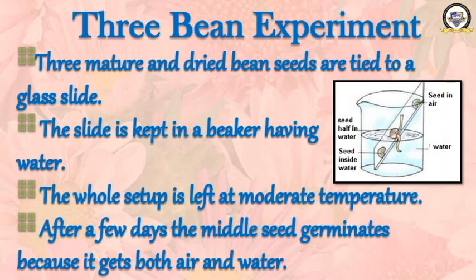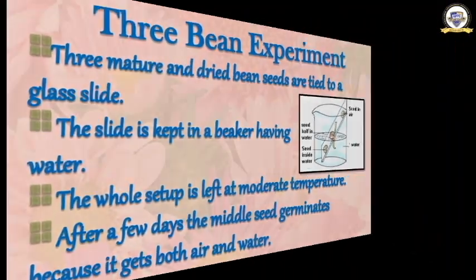And out of these three beans, which bean sprouted? The middle one. Why? Because it gets all the favorable conditions. It gets water, it gets air, and it gets sunlight. That is why only the middle seed can germinate. Now you might have understood that not all seeds can germinate. They need a proper amount of air, water and sunlight.